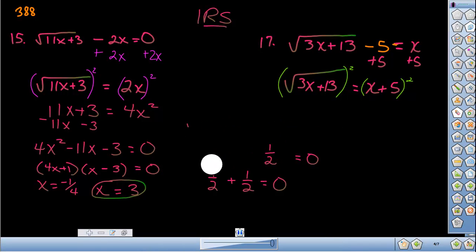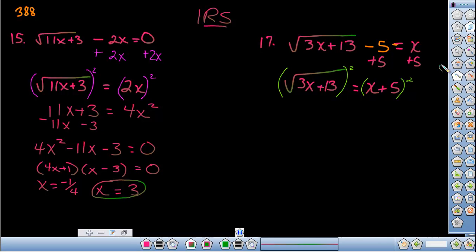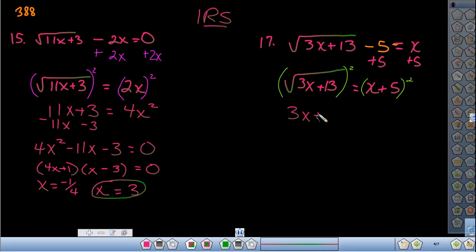I'm going to erase all this so I can do number 17. And number 17 is very similar. So let's just take a look and see what we can do with it. Again, what you've seen me do is isolate the radical part of this, and I'm going to bring this 5 over to the right-hand side. Next, to lift that radical, I'm going to square both sides. It nicely lifts the radical off of the left-hand side here.